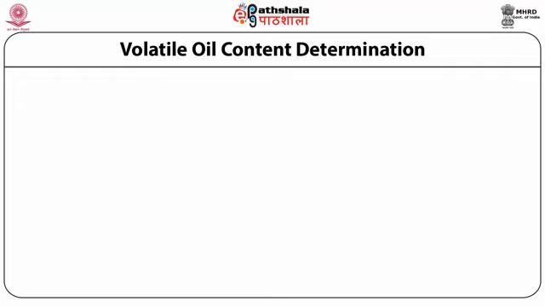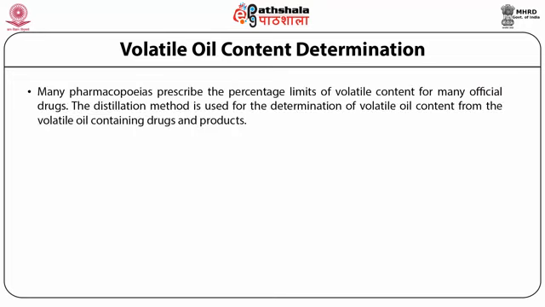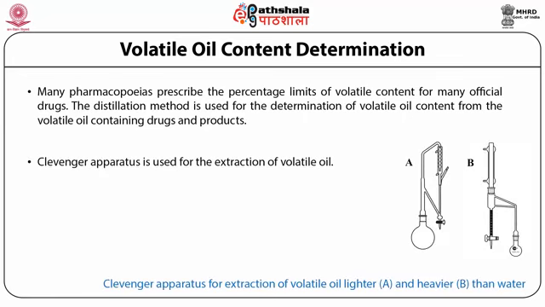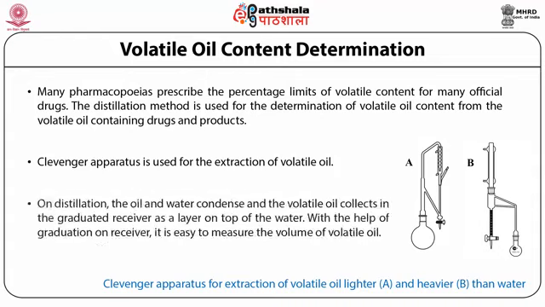These are applicable to volatile oil containing drugs, and it is an official requirement for many of those drugs. Here a Clevenger apparatus, shown on the right hand side, is used. A is the Clevenger apparatus that is used for oils lighter than water, while B is the Clevenger apparatus that is used for volatile oils heavier than water. The process of distillation is followed. Oil and water condense in the graduated tube, and the excess water is circulated back to the system, while the content of oil can be read directly from the graduated tube.